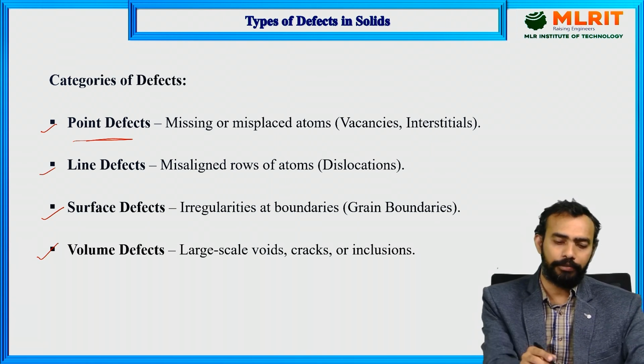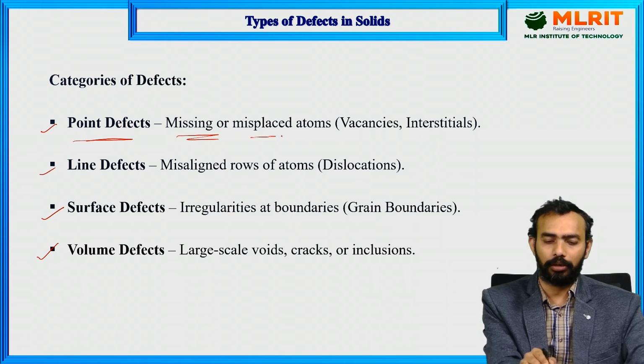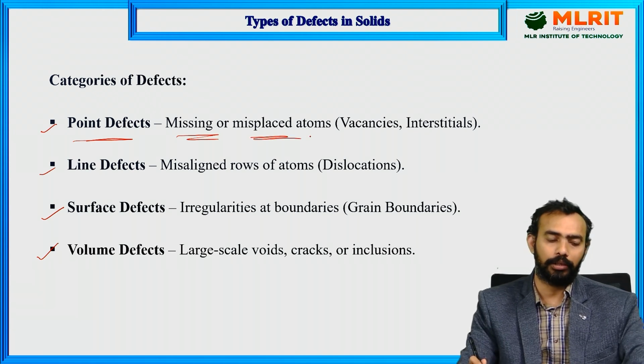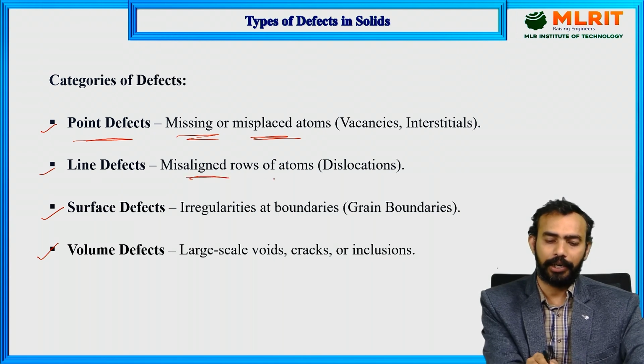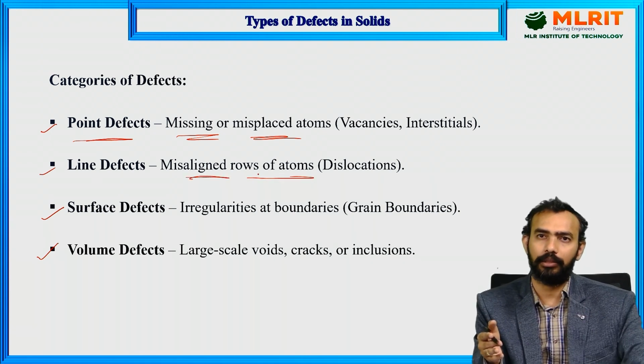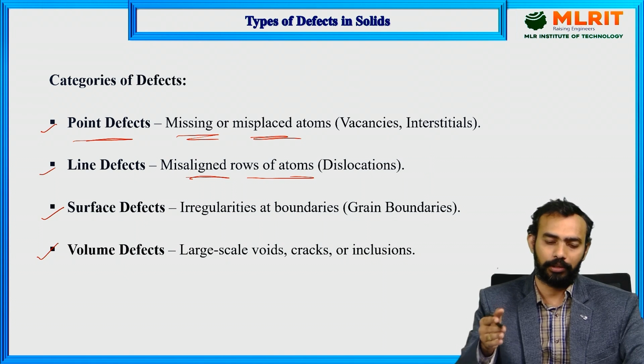In point defects, the defects we notice could be missing or misplaced atoms. In the case of line defects, there is a misaligned row of atoms along a particular length or direction.